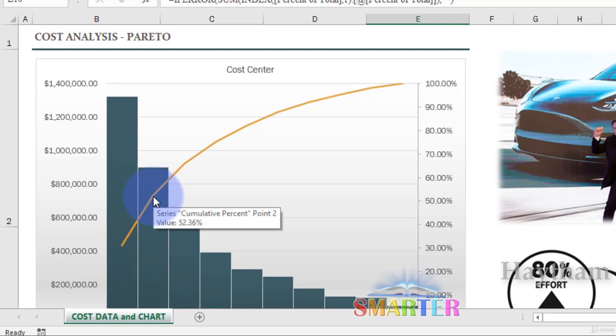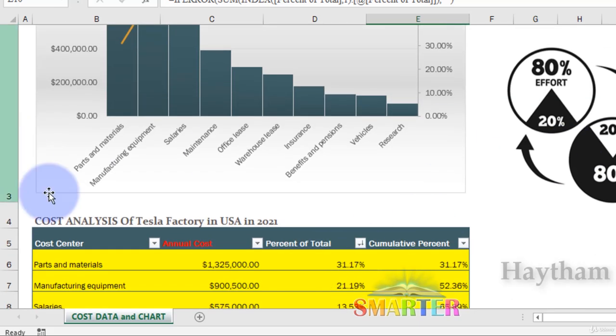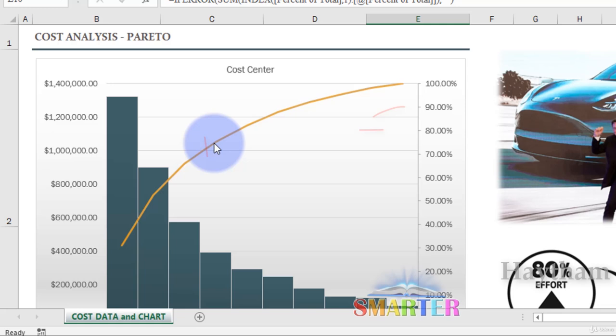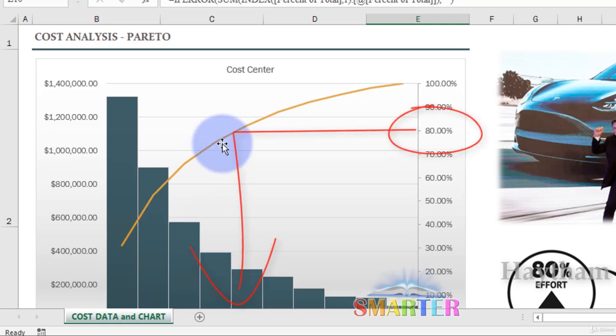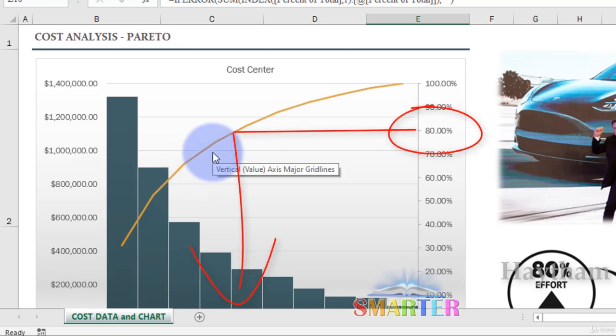After that, the first two items represent 52%, and so on. The first items are parts and material, manufacturing equipment, salaries, and maintenance, and these form 80% of the Pareto chart and the cost center. So the most important parts are these based on Pareto analysis. Here is the bar chart of each cost center, and here is the cumulative curve of the cost centers.